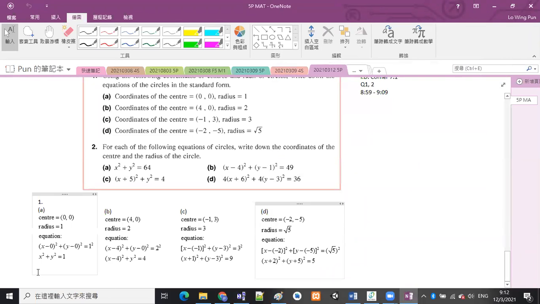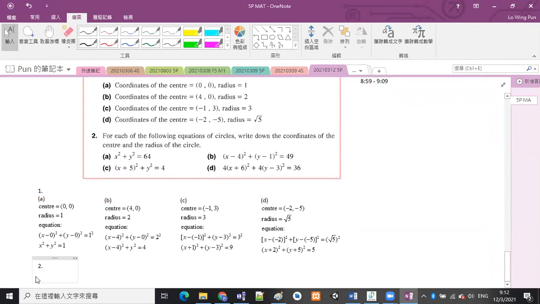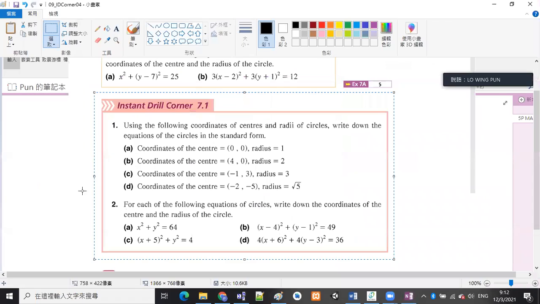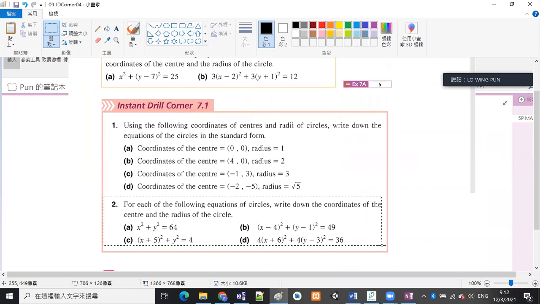So number 2, A will be like this. So let me paste it here.